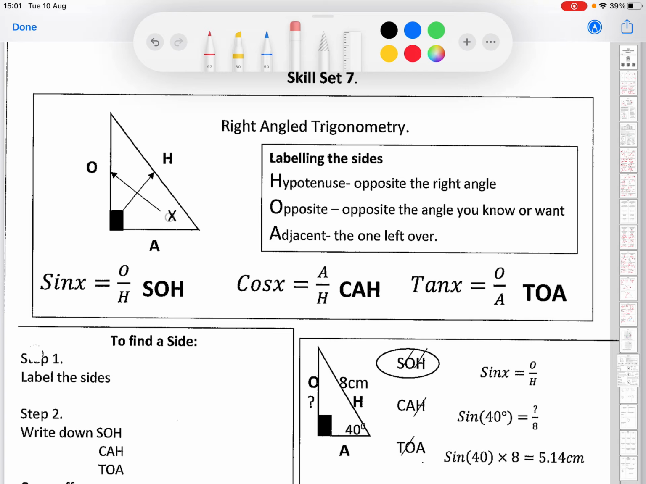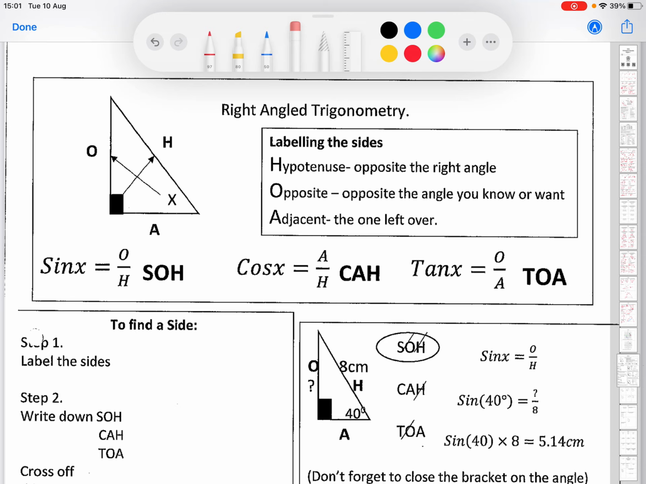So if this is where your angle is, opposite to your angle is your opposite. Next to your angle is your adjacent. However, if your angle is at the top, your opposite and adjacent would then swap over. You will have two lengths involved. Sometimes you'll have two lengths, sometimes you'll have one length and you'll need to find the other length. So it always involves two, so it's really important that you label those two sides.